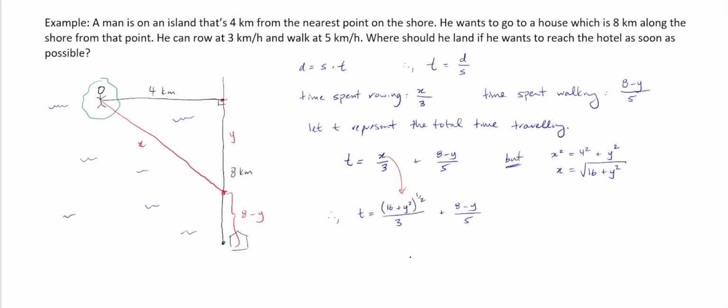And what I'm going to do is I'm going to try to find the minimum time spent traveling. So to find the minimum time spent traveling, what I'll do is I'll take the first derivative and I'll set it equal to 0 to find the minimum. So let's take the first derivative of this.